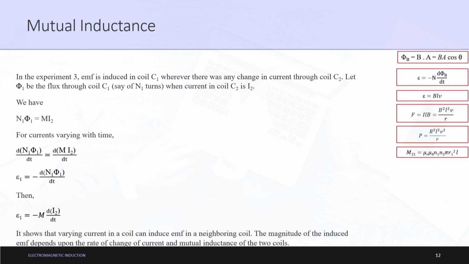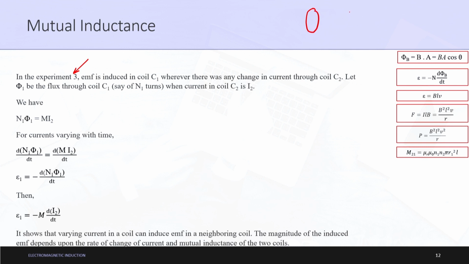So in experiment 3, what is experiment 3? In the initial slides of electromagnetic induction we talked about the experiments of Faraday and Henry. In the experiments of Faraday and Henry, the third experiment dealt with the use of two coils, namely C1 and C2. The coil C2 had a tapping key K.